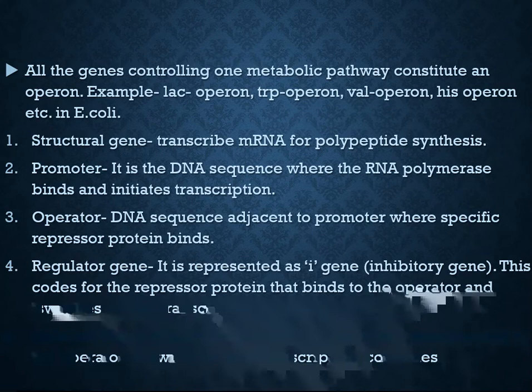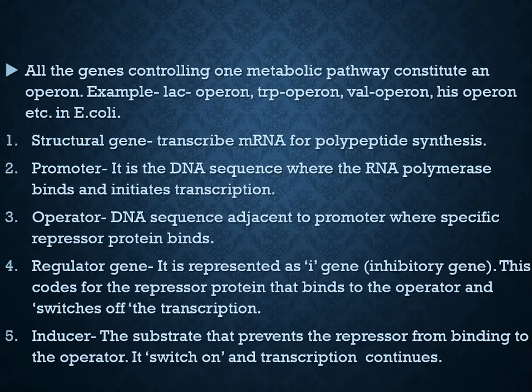Now fourth is the regulator gene. This codes for the repressor protein that binds to the operator and switches off the transcription unit. The regulatory gene is also represented as the I gene, or we can say the inhibitory gene. Fifth is the inducer. The substance or substrate that prevents the repressor from binding to the operator is called an inducer. It keeps the switch on and transcription continues.